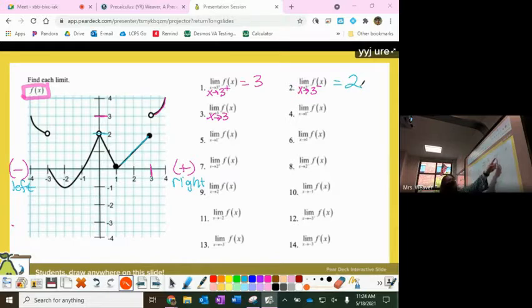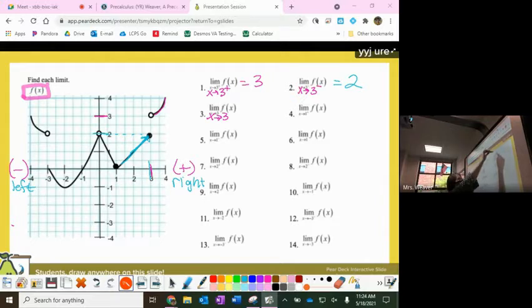This is number 2 from the left side, approaching 3 from the left. So here's my value 3, and I'm approaching it from the left side. As I get closer and closer to it from the left side, it's approaching this value, which is 2. I'm sliding in this direction from the left side. As x approaches 3 from the left side, the value approaches 2.